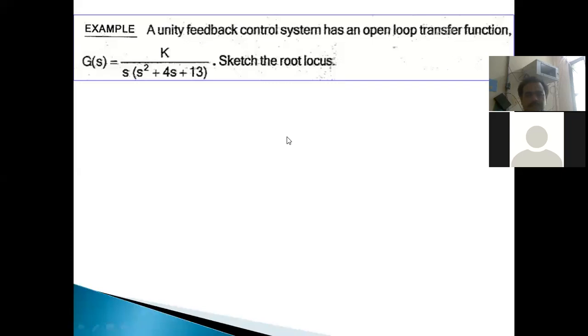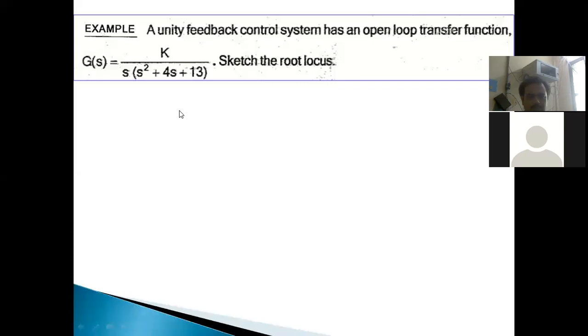So here is that example. A unity feedback control system has an open loop transfer function G of s is equal to k by s into s square plus 4s plus 13. This is the open loop transfer function given. Sketch the root locus. Later we'll see the design part. Our aim is to construct a root locus for the given open loop transfer function.